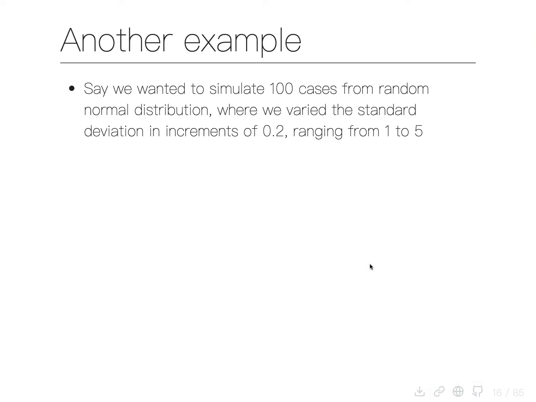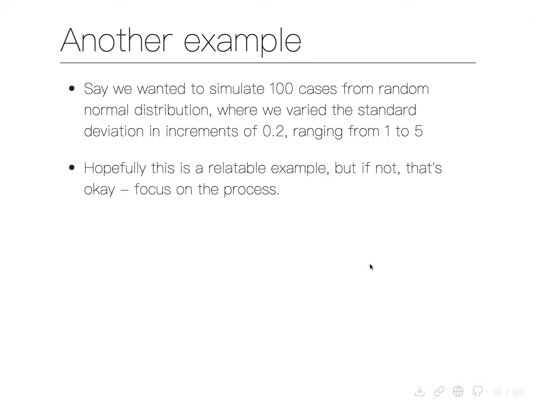And so we're going to simulate 100 observations from that random normal distribution where we vary the standard deviation in increments of 0.2, okay? So I think we're just assuming the mean is 0. And we'll say the standard deviation is 1, 1.2, 1.4, 1.6. And for each of those different variances, standard deviations, we're going to draw 100 observations. Okay?